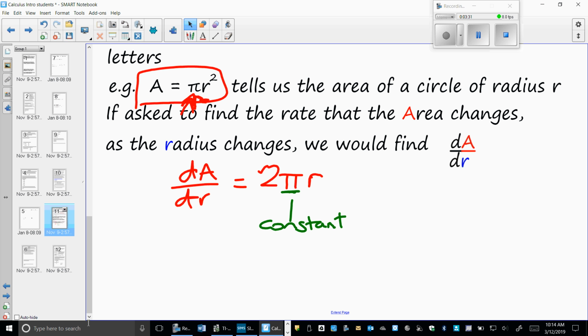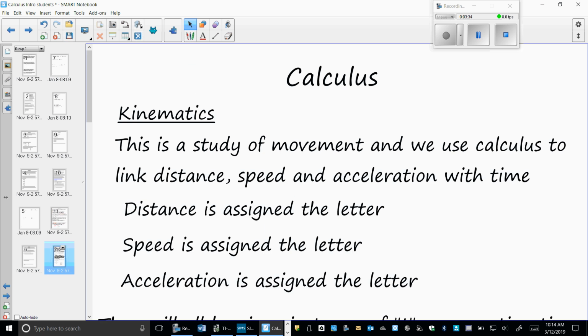Alright, so next page. Kinematics. In calculus, there are two main options that you're going to see. Either it's going to be a straightforward function that you'll be able to differentiate or find some information about, like turning points, maximum, minimum, or there'll be a kinematics question. Now, kinematics is the study of movement, and we use calculus to link the distance, the speed, and the acceleration with the variable of time. So we're looking at distance and time, speed and time, or acceleration and time.